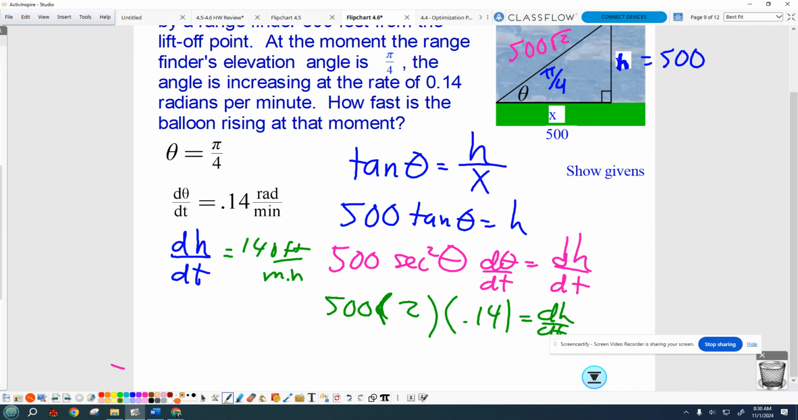Related rates, what do you think? Better than optimization, worse than optimization? Okay, I see one up, one down.